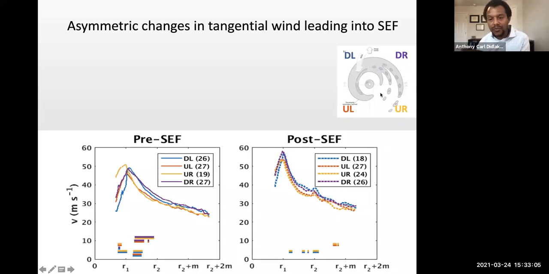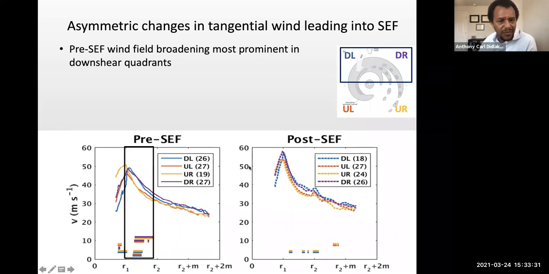We don't really view the rainband complex with our flight level data, but we can make some connections between the two. So here we have, in the pre-SCF stage, the four different quadrants with these four different profiles. And here we have the post-SCF stage and the four different quadrants. Again, these are showing where different profiles are statistically significantly different.